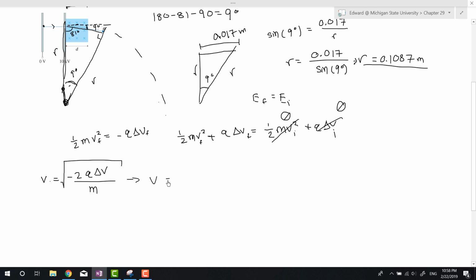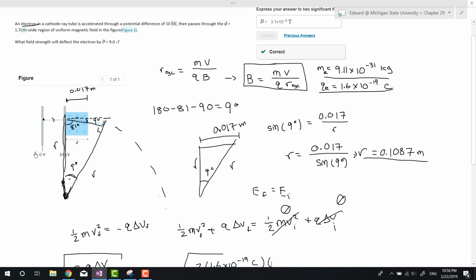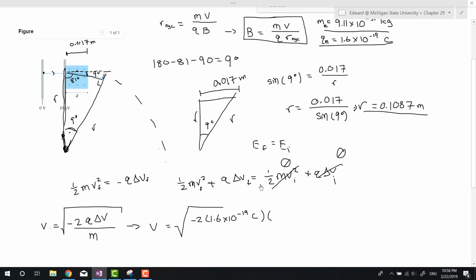So now let's go and plug in some numbers. We got the square root of negative 2. Charge of an electron is 1.6 times 10 to the negative 19 coulombs. And then we have the delta V, which is just the change in potential. So the change is going to be 10, right? Because 10 minus 0 right here. So 10 minus 0 is going to be 10, but that's kilovolts. So it's actually 10,000 volts. I'll divide by the mass of the electron.